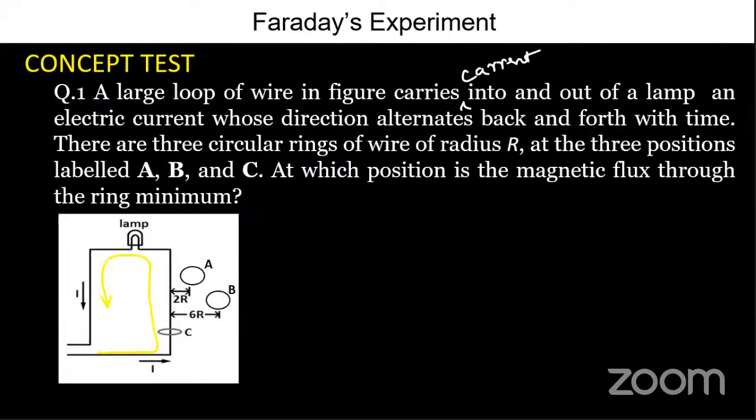Now, guys, they have mentioned one more condition: the direction of current alternates, back and forth. If the direction of current alternates, there exists an alternating magnetic field also, right? If current is alternating, the magnetic field should also alternate. Then, if there is an alternating magnetic field, there should exist some EMF. So which one of A, B, and C will have less EMF or less magnetic flux?